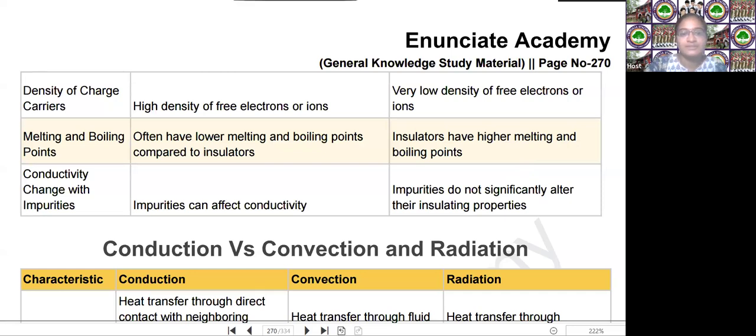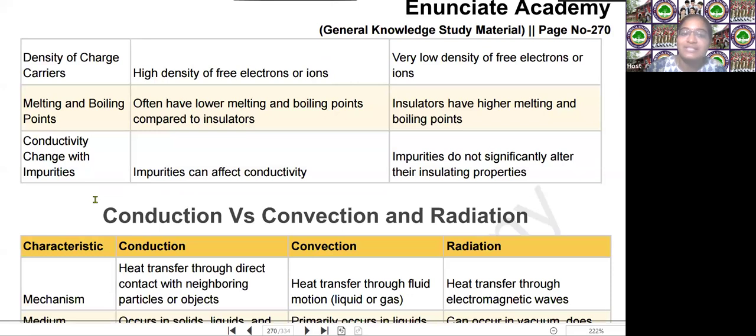Very good. These are the concepts of 8th class, 9th class, 10th class. Okay, don't worry. And another quality is conductivity change with impurities.